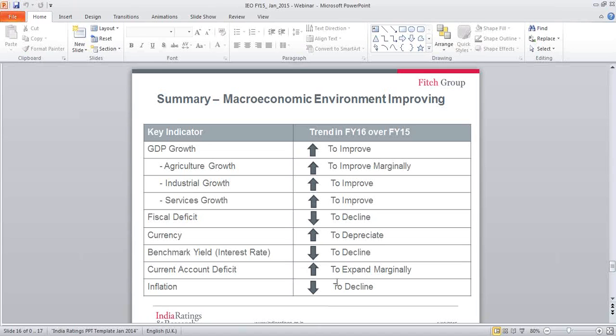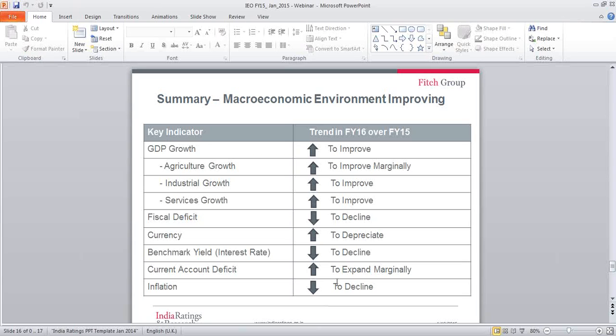Well, just to summarize, if one looks at what kind of a trend will emerge in FY16 as compared to FY15, say for example, if one looks at the overall GDP growth, the growth will definitely be higher than the growth that we are going to witness in the current fiscal. Fiscal deficit also is likely to be better. Currency will largely be stable. Yield, as I said, would decline. Current account deficit will not pose a danger. Inflation will remain soft. So on the whole, the economy as it steps into FY16 will be on much firmer ground than what it was in FY15.